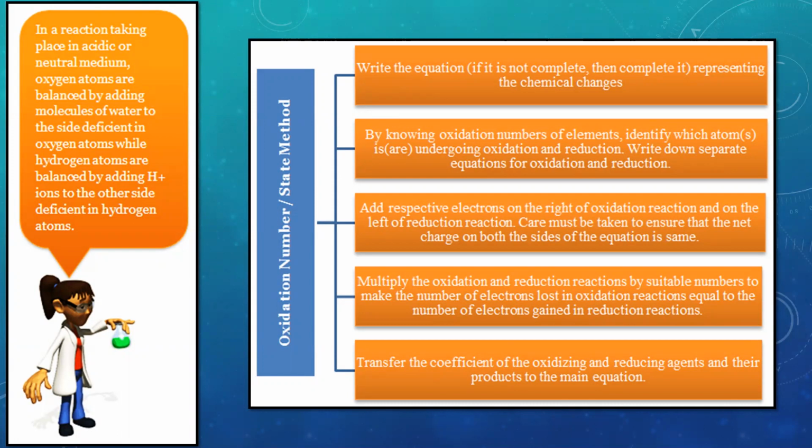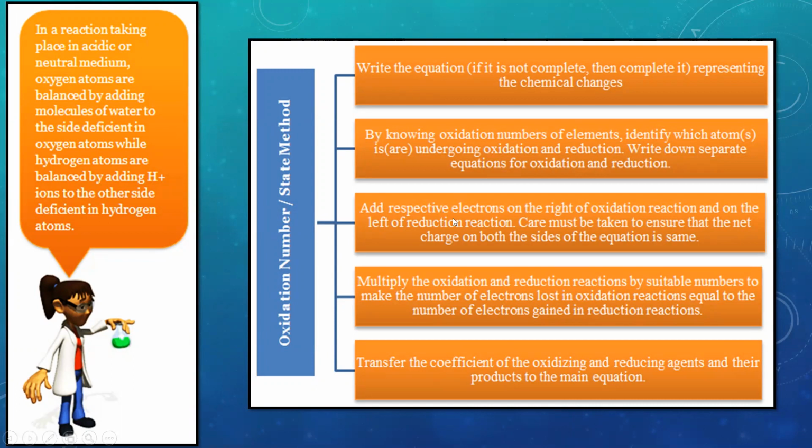So by doing this, we need to calculate the oxidation numbers as we have learned in our previous videos. After writing the oxidation numbers, write down separate equations for oxidation and reduction. Third step is to add respective electrons on the right of the oxidation reaction and on the left of the reduction reaction.